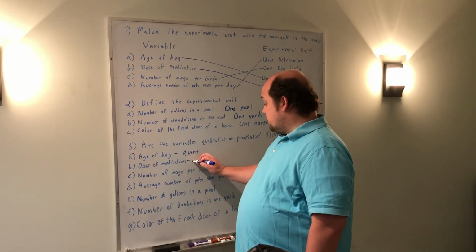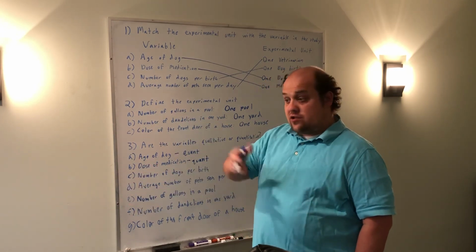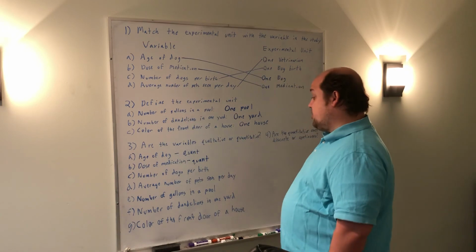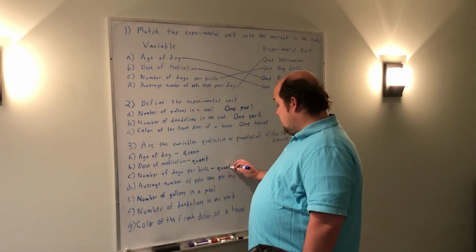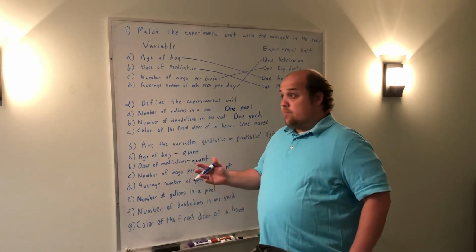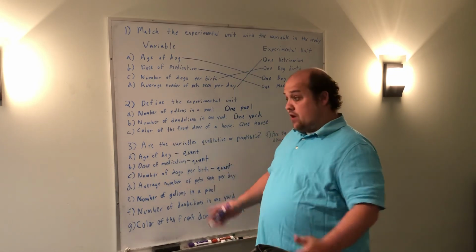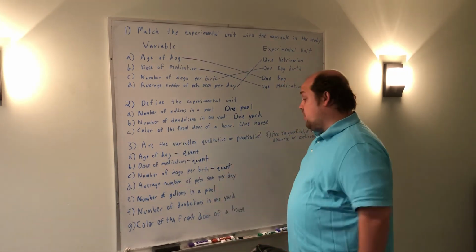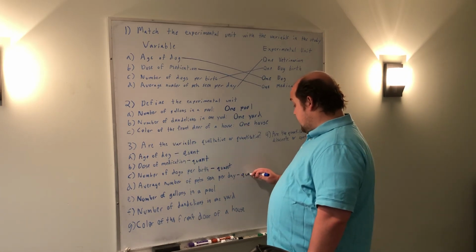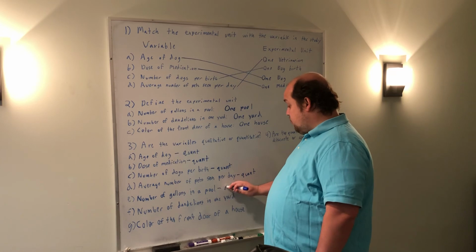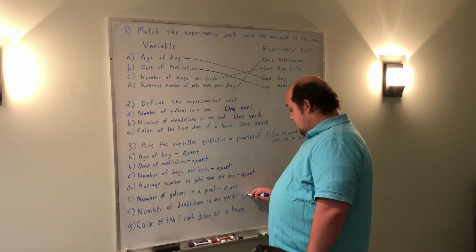Dose of medication, also quantitative. This dog takes 3 tablespoons, that dog takes 2. I could see the differences in the medication dosage. Number of dogs per birth, also quantitative. In this case, one dog birth might have 10 dogs in the litter, another might have 8 puppies, whatever the numbers. Again, there's a naturally occurring numerical scale. Average number of pets seen per day, also quantitative. Number of gallons in a pool, quantitative. Number of dandelions in 1 yard, quantitative.